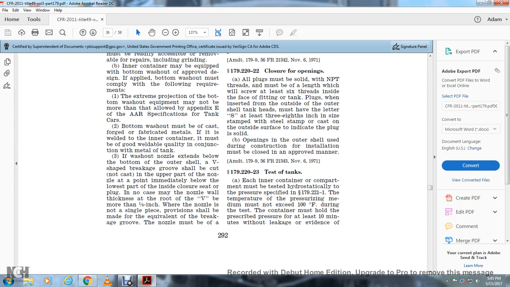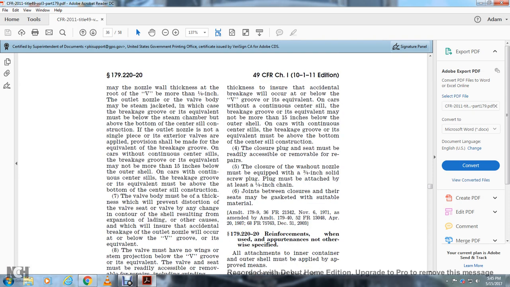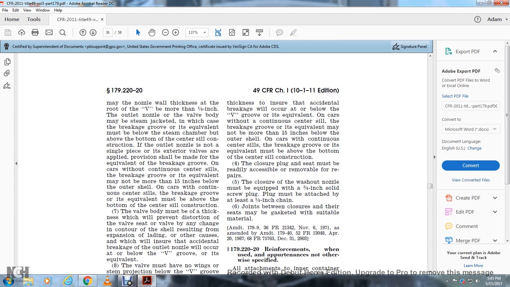In no case may the valve nozzle wall thickness at the root of the V be more than 1/4 inch when the nozzle is not a single piece. Provision shall be made with the equivalent. The breakage groove of the nozzle must be of a thickness to ensure that accidental breakage will occur below the V groove or equivalent on cars without continuous center sill. The breakage groove or its equivalent must be not more than 15 inches below the outer shell on cars with continuous center sill. The breakage groove or its equivalent must be above the bottom of the center sill construction.